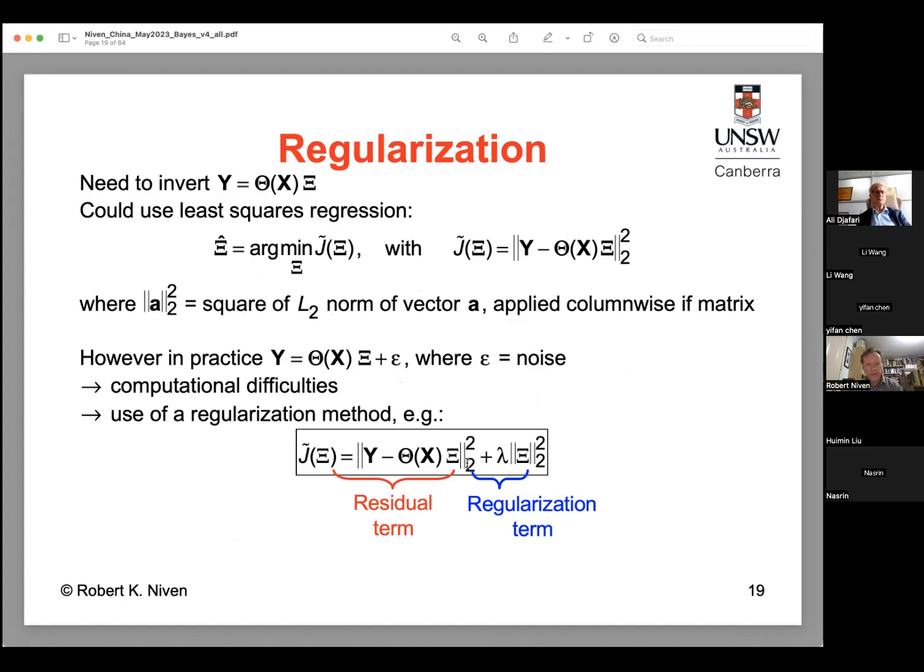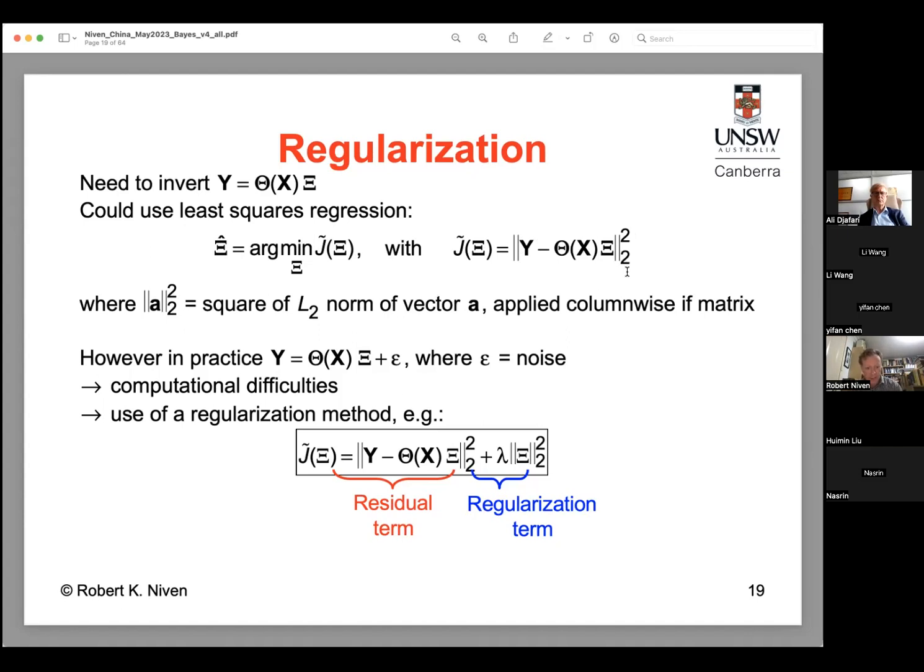And commonly this is conducted with a regularization method. First of all, to invert this equation, we could use least squares regression. This is how we would write it. We have our estimated value of the psi coefficients given by the minimum of this objective function. This objective function is defined by the residual, where this notation represents the L2 norm, so the square of the L2 norm, and hence that's why it's least squares regression. If we're dealing with matrix quantities rather than vectors, then we can just apply this column-wise. So that's our least squares regression problem.